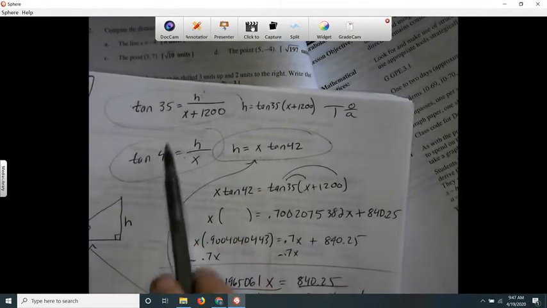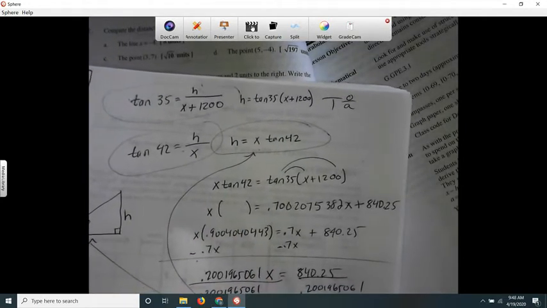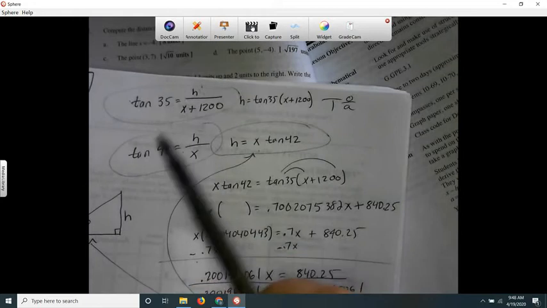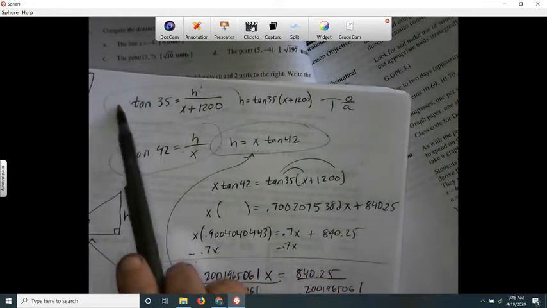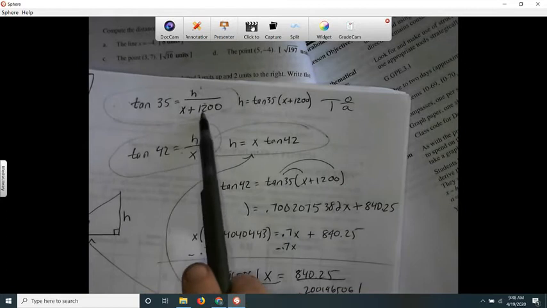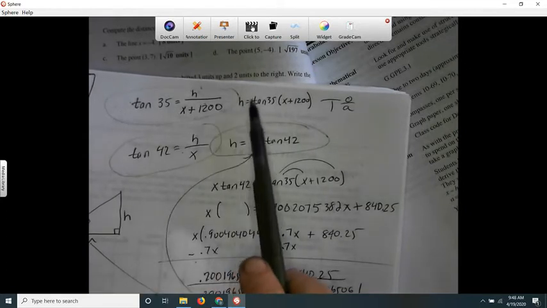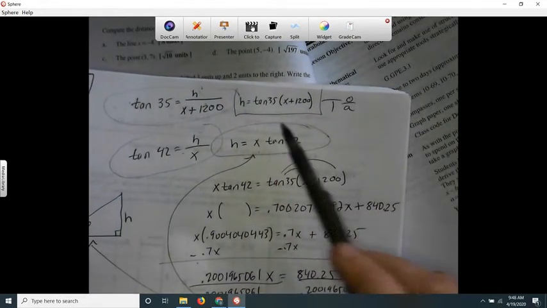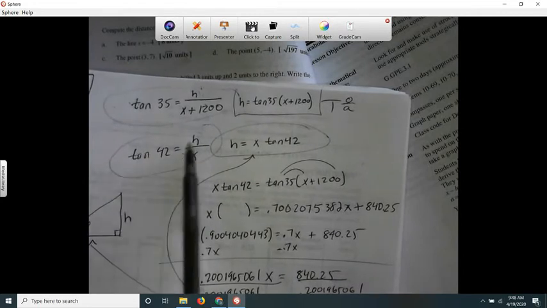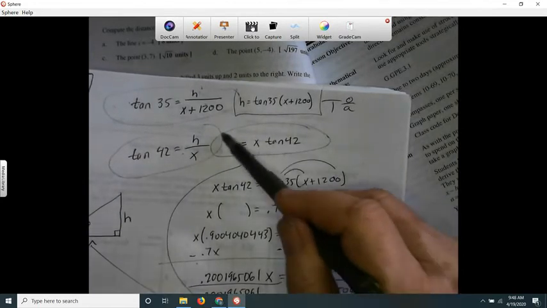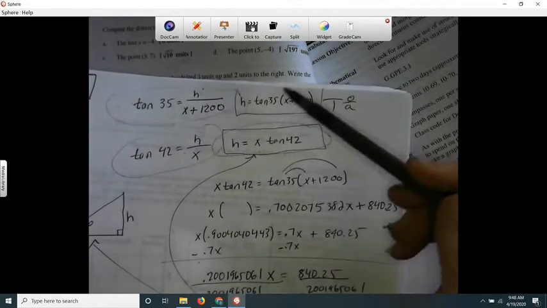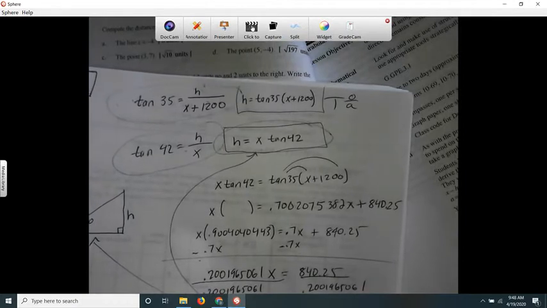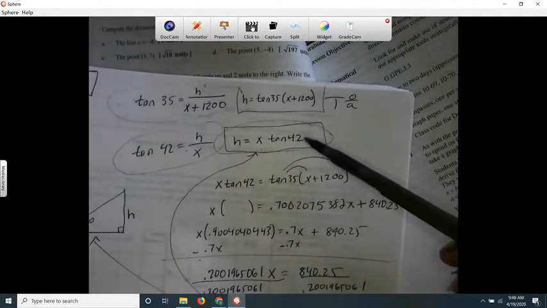Okay, so I start out with these two, and it's a system of equations, so I see that they both have h's in them, so I solve each one of the equations for h. If I multiply both sides of this top equation by x plus 1,200, then I will get h by itself. And if I multiply both sides of this equation by x, I've got this other equation. They're both solved for h, so if I want to solve a system of equations, I can use equal values. So I can set these two equations equal to each other.